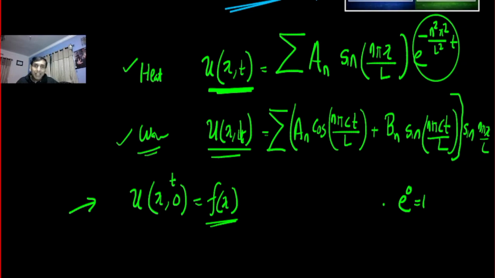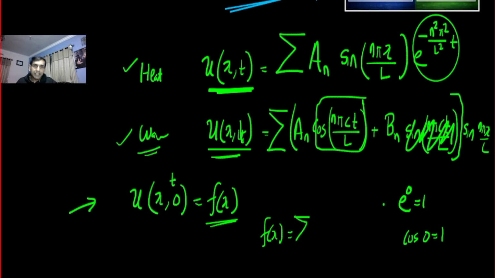And in the wave equation, what is cos 0? Cos 0 will be 1, so this whole part will become 1. And since sine 0 is 0, this will vanish. And at the end, you're going to get f(x) equal to sigma an multiplied by sine(n pi x by L). Does it sound familiar?